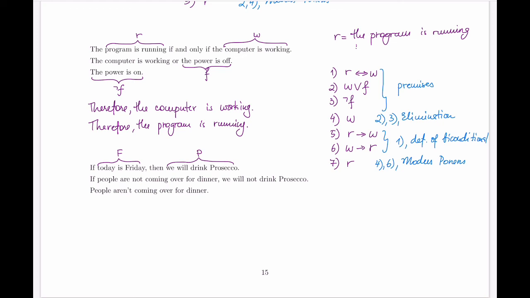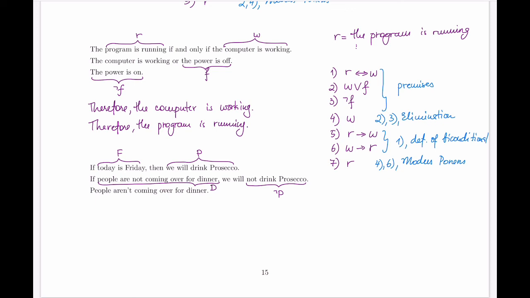If people are not coming over for dinner, we will not drink Prosecco. So I don't have to relabel this. This is already just not P. But then I have to label not coming over for dinner. Now it's completely up to you. Notice that it's not coming over for dinner here and people are not coming over for dinner here as well. So you could label not coming over for dinner as just D. Alternatively, you can label coming over for dinner as D and then have to include not as the additional operation. I'm going to do it directly and say that people not coming over for dinner corresponds to the variable D.